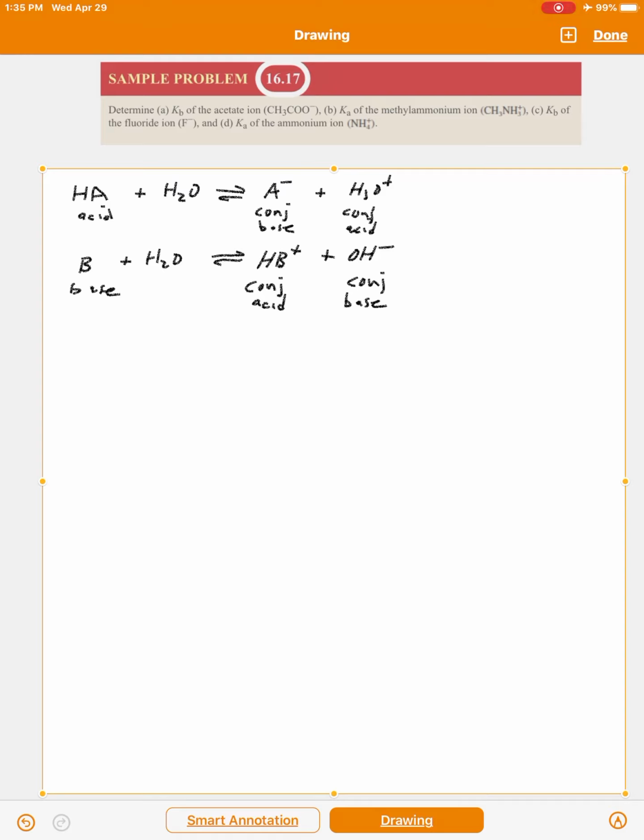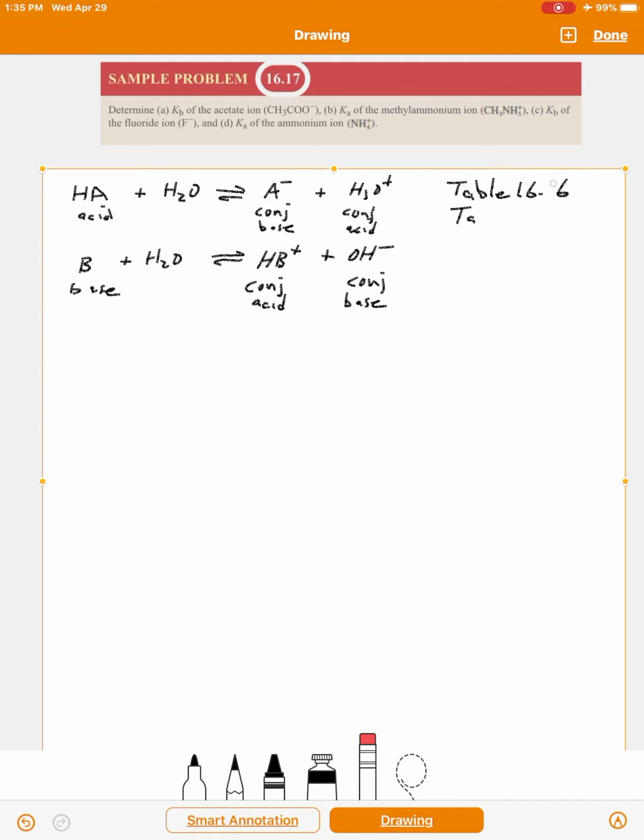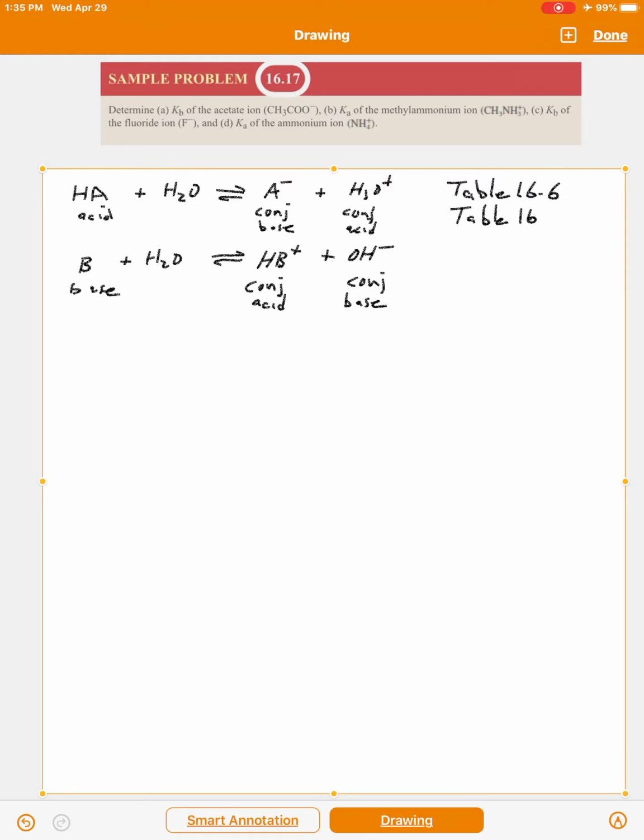So the key to this one is you're going to need access to two tables. The first table is table 16.6, sorry, not 16.16. There's not that many tables in this chapter. Table 16.6 and then table 16.7. Those are the two tables you need, so you can look these values up.